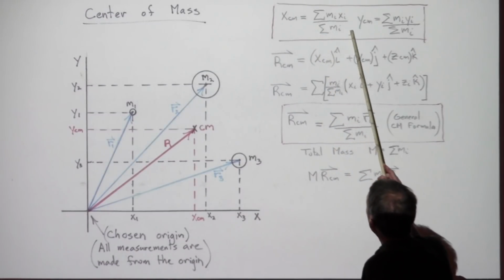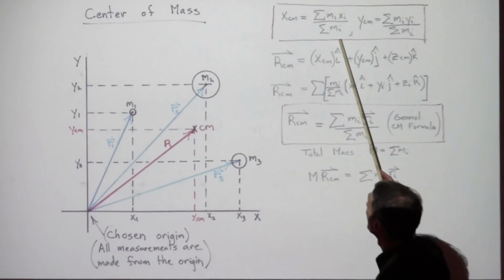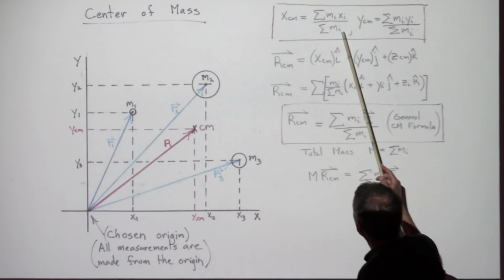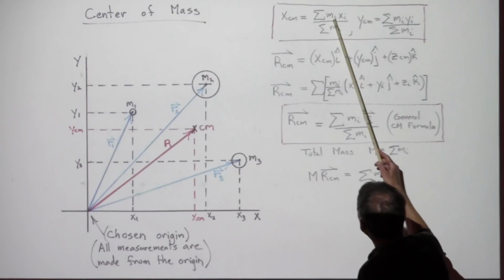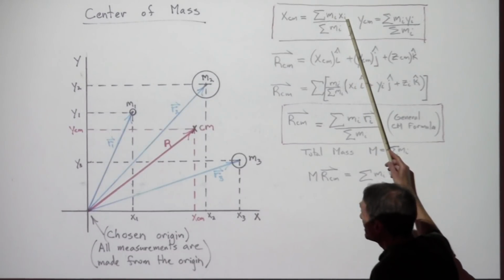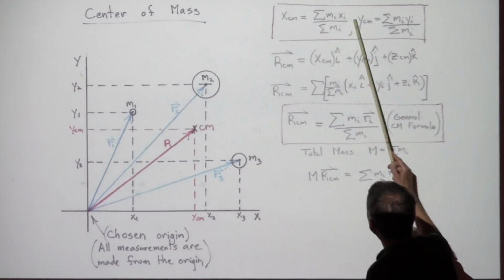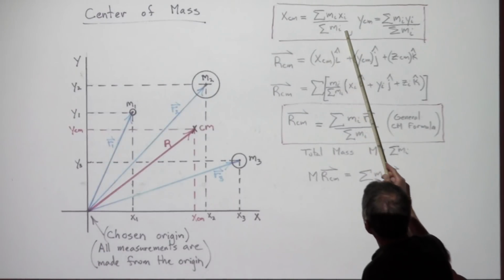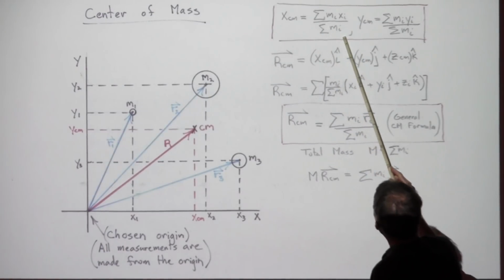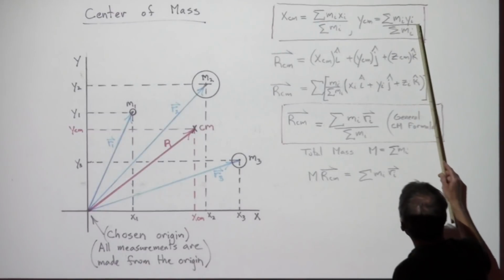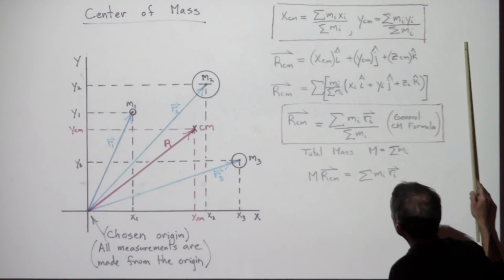It's not immediately apparent why we would even care about defining it. The x center of mass is the individual masses times whatever x position they have, and we sum those up and divide by the sum of all the masses, or the total mass. We can do the same thing in the y direction and also in the z direction.